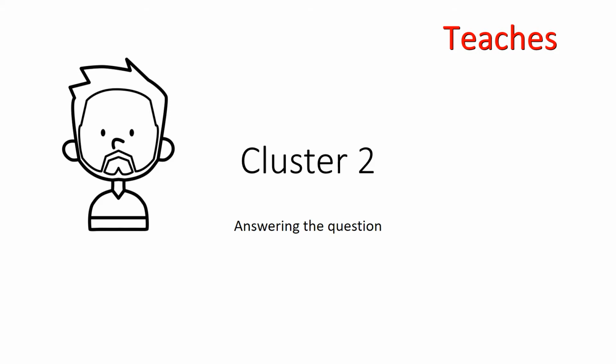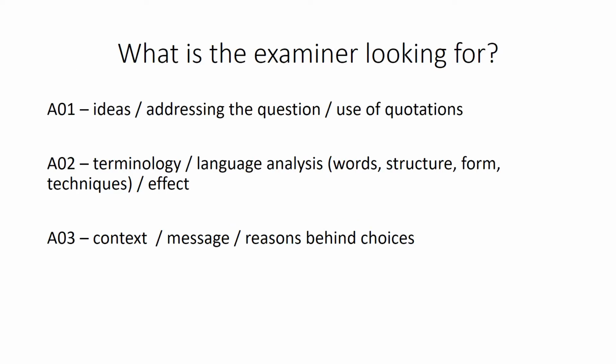This time we're looking at teachers and what the poem teaches us. Now remember, we're looking at these three things. This is what the examiner's looking for from your paragraphs. They want to see your ideas, quotations, and your use of terminology, and we're going to look at AO3, which is the reasons behind the writer's choices.